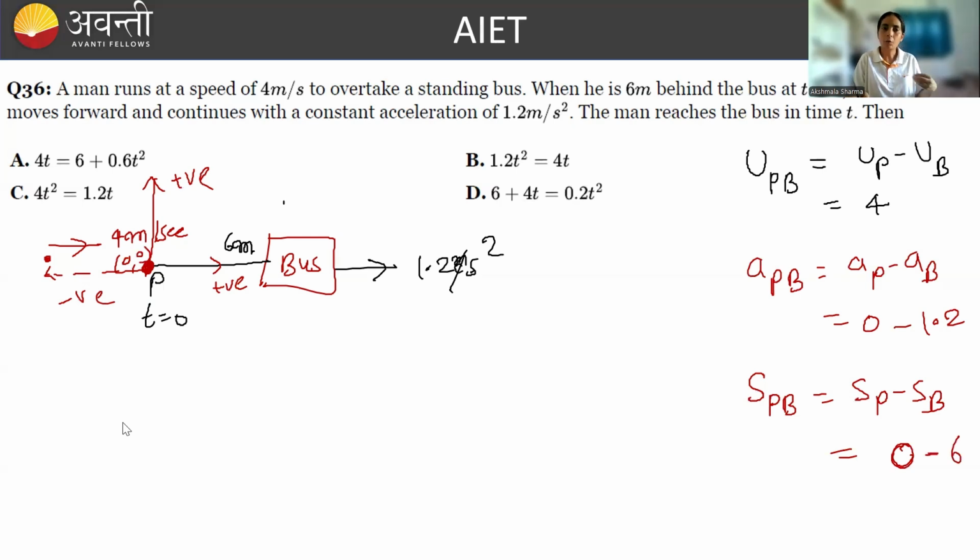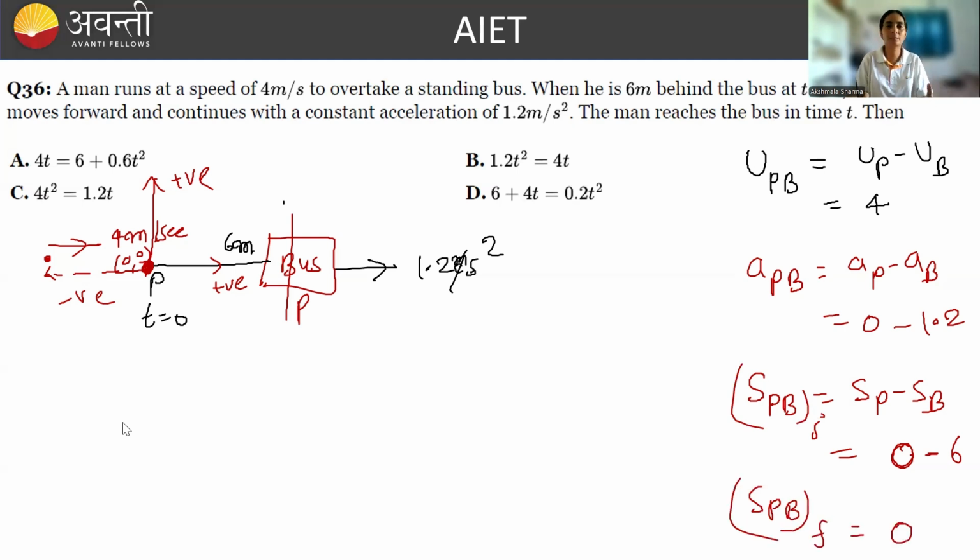Done. Now, when it is overtaking, when the person overtakes the bus, the person will also be at the position of the bus. So the relative separation between them finally, this is initially, and finally the relative separation will be equal to 0.